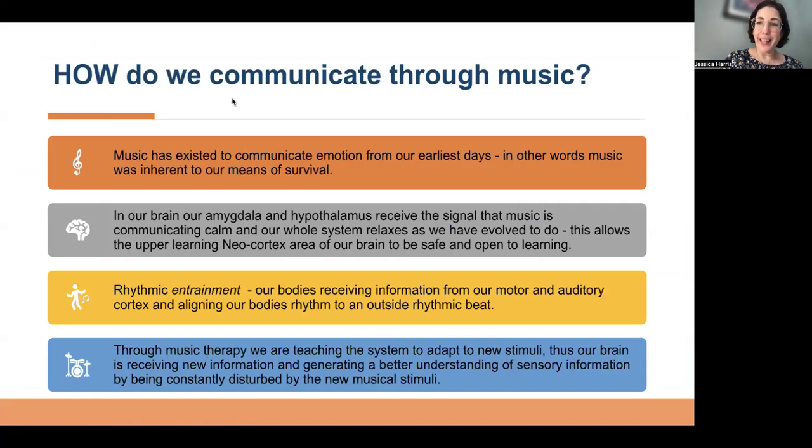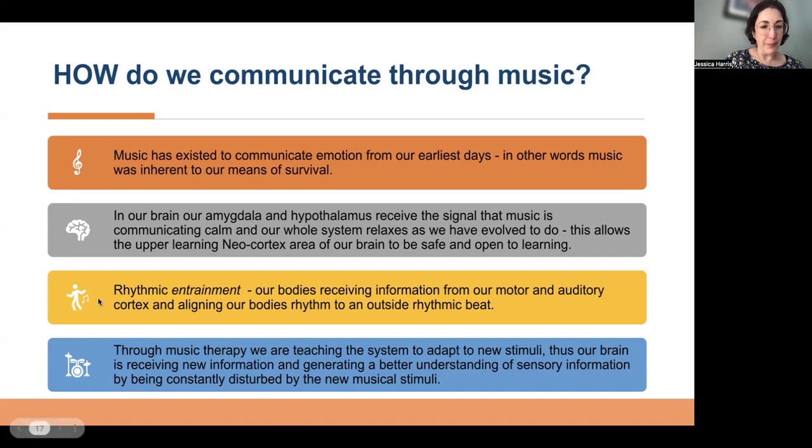So how do we communicate through music? Well, music has existed to communicate emotion from our earliest days. In other words, music was inherent to our means of survival. In our brain, our amygdala and hypothalamus receive the signal that music is communicating calm, and our whole system relaxes as we have evolved to do. So this is the beautiful thing, that music can connect with our most ingrained systems of relaxation and calmness and safety. And this allows the upper learning neocortex area of our brain to be safe and open to learning.